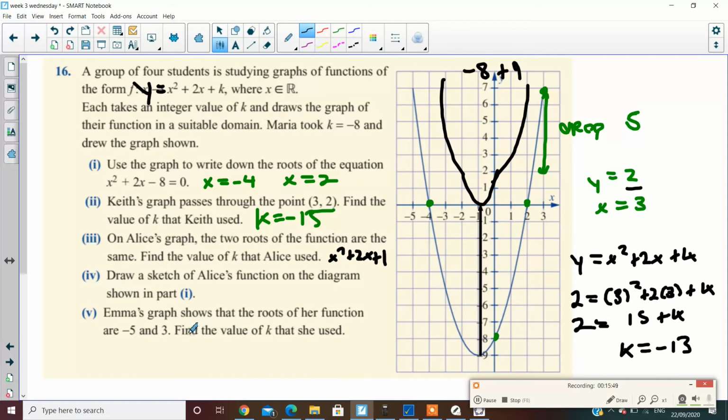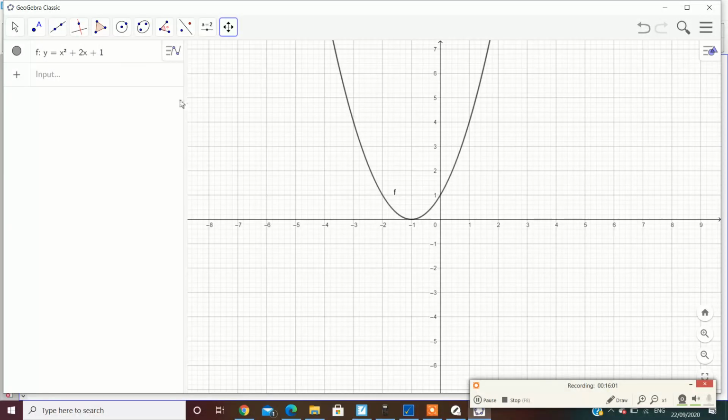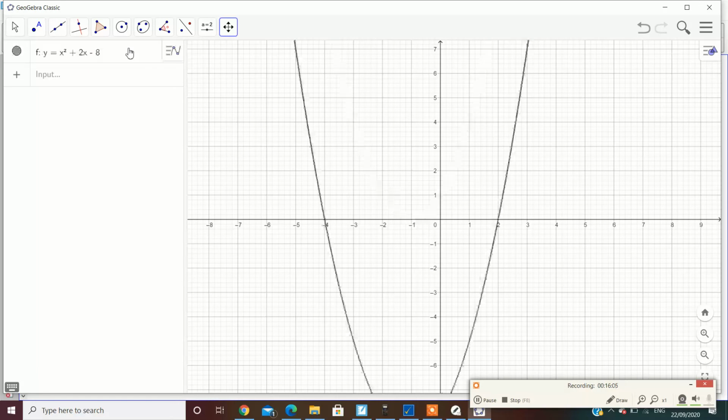Emma's graph shows that the roots of her function are x equals minus 5 and x equals 3. Find the value of k she used. Do you think it'll be higher or lower? Let's find out. I'm going to go back to my original function with the minus 8. What did you say? Minus 5 and 3, is it?